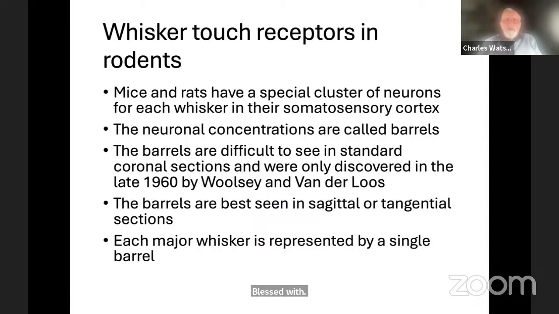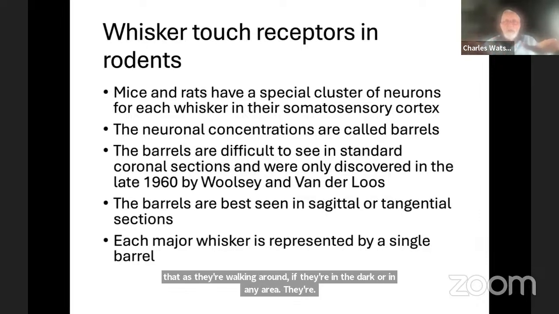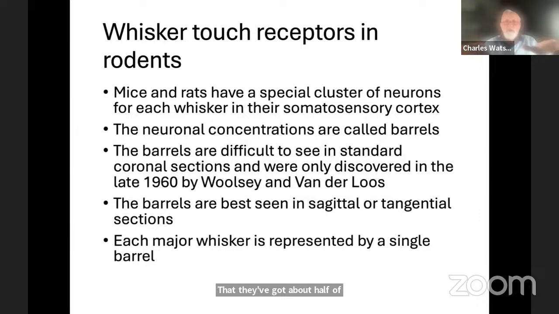Whiskers are very interesting. Rodents, obviously, since they're so successful, do extremely well with whisker touch receptors. The thing about whiskers is they're not just hairs that stick out, but hairs which can be moved around almost like a searchlight, so that as they're walking along, in the dark or in any area, they've got about half of the length of their body in front of them, this range of hairs that are feeling everything around.